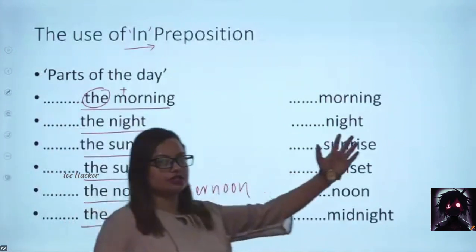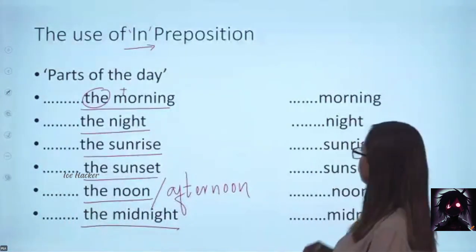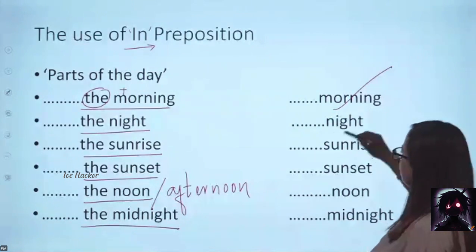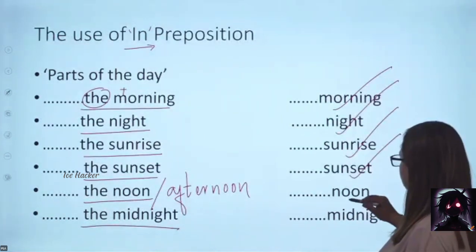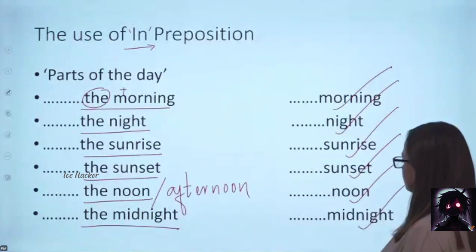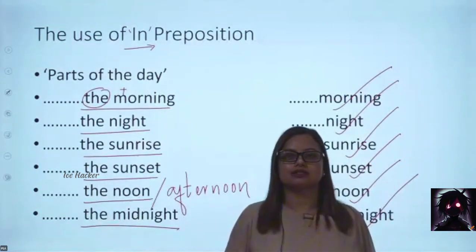Now, first of all, I want to start from this very side. Look at here. Morning is a part of the day, night is a part of the day, sunrise is a part of the day, sunset is a part of the day, noon is a part of the day, and midnight is a part of the day.